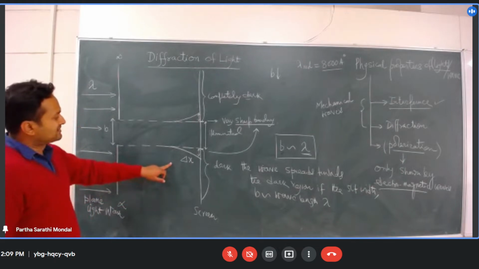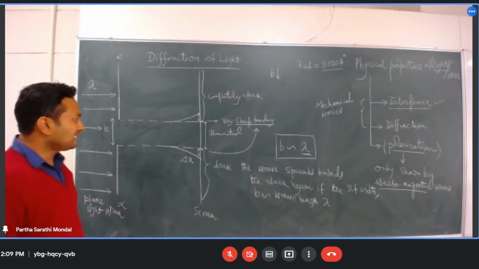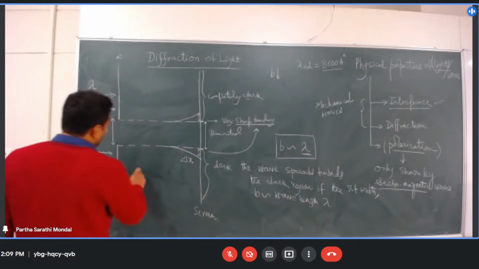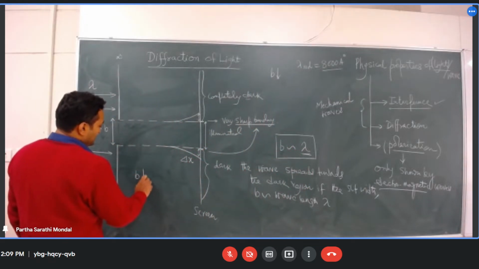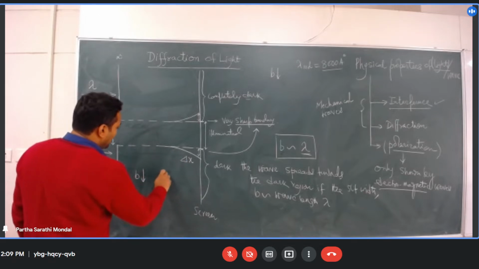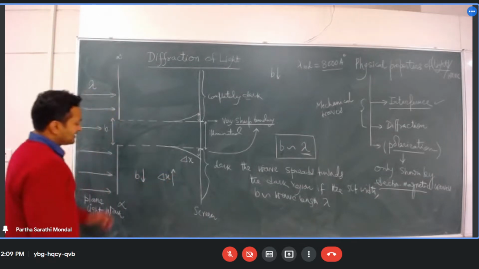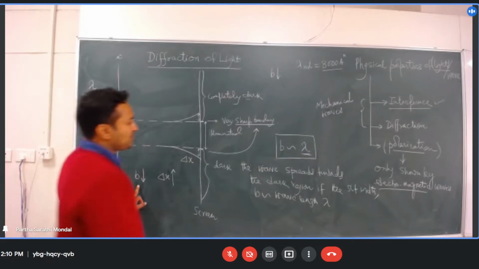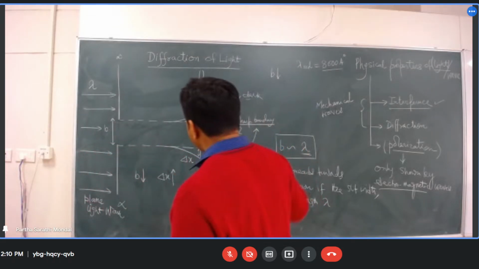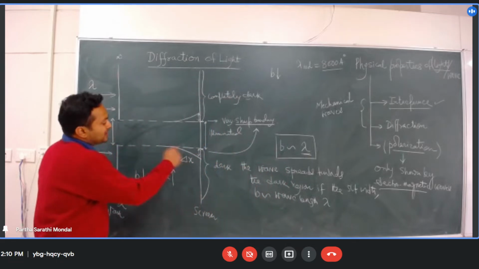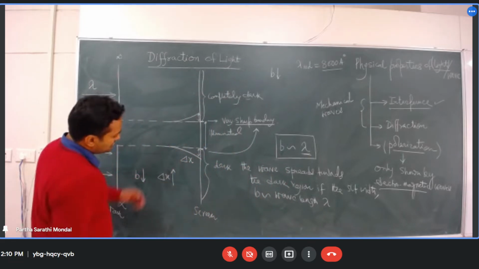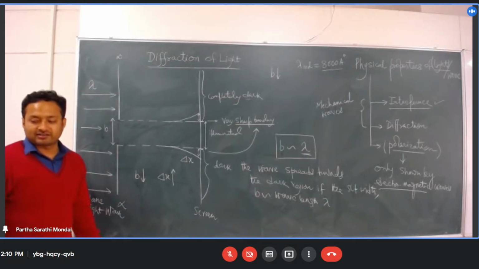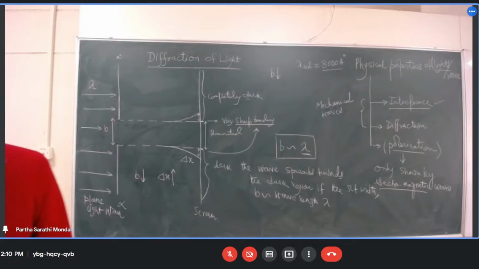Okay, so that means if B is smaller, then delta X gets larger. If B is smaller compared to lambda, then you will have very sharp spreading towards the dark region. So this is called diffraction. Okay, समझ में आ रहा है?